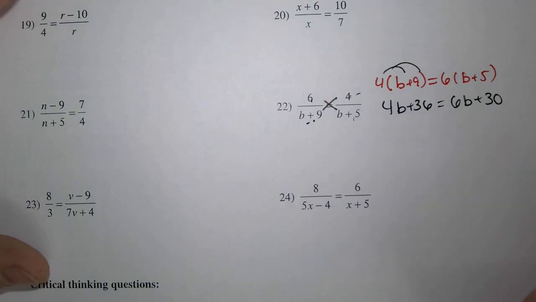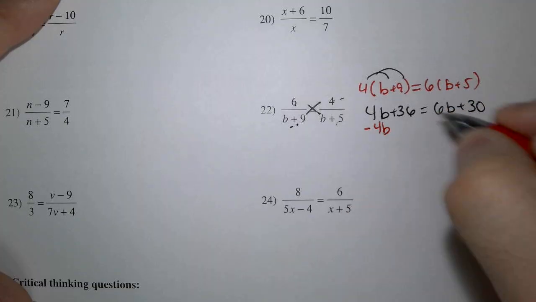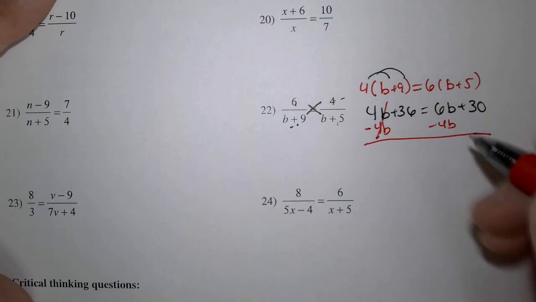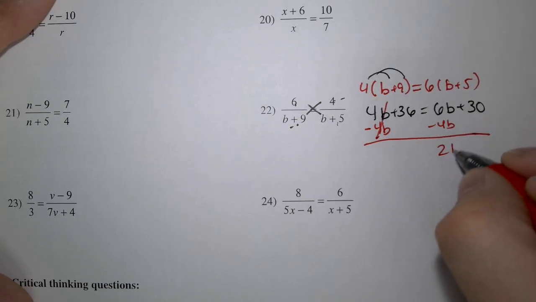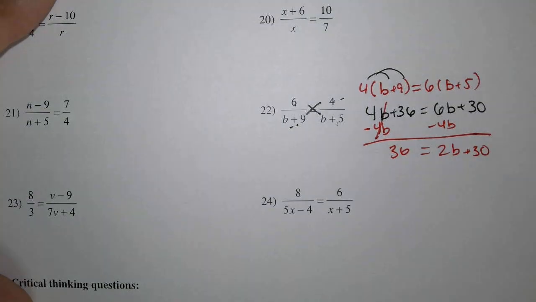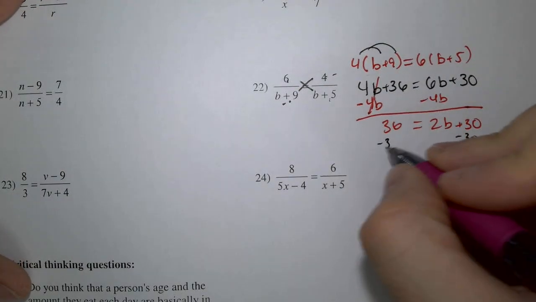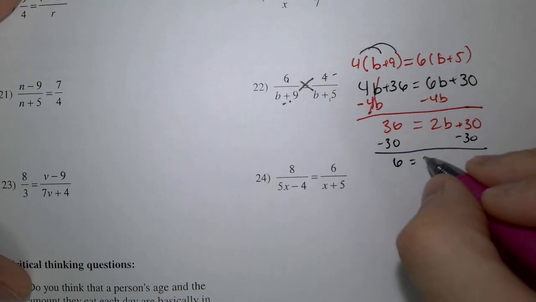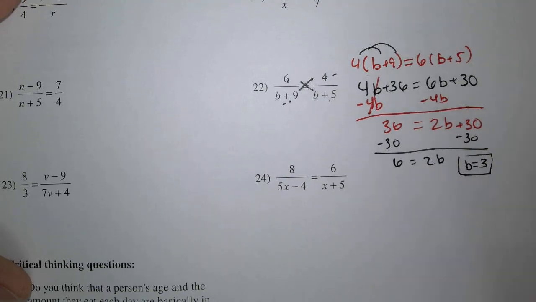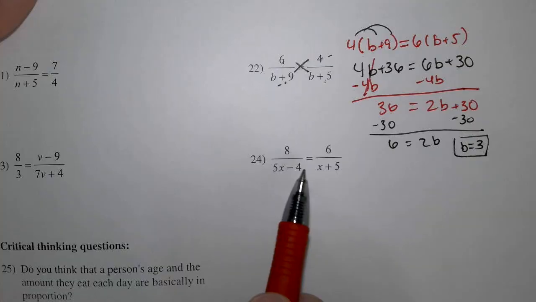What do we want to do now? Well, typically you want to get the variables on one side, and for me, I am going to subtract the 4b rather than subtracting the 6b, because 6b minus 4b is 2b, and that's positive. And I prefer things to be positive, not just be on the right side or the left side. We're going to subtract 30 from 36, and you have 6 is equal to 2b, which means when we divide by 2, b would equal 3. Perfect. Okay. Next one.